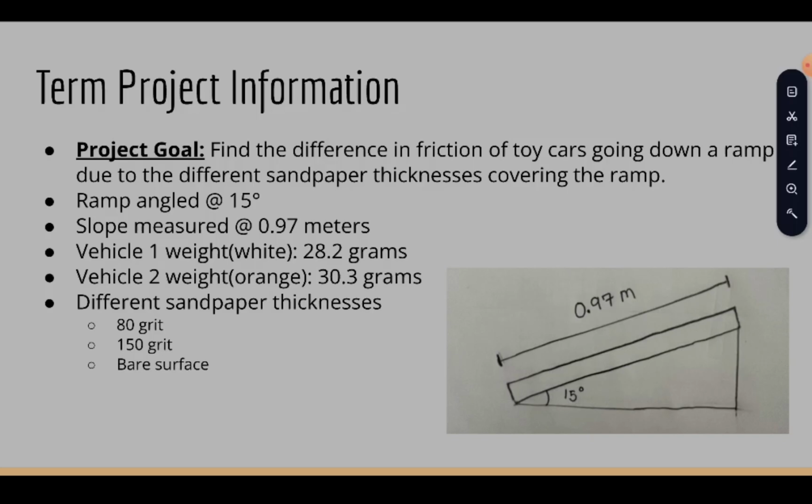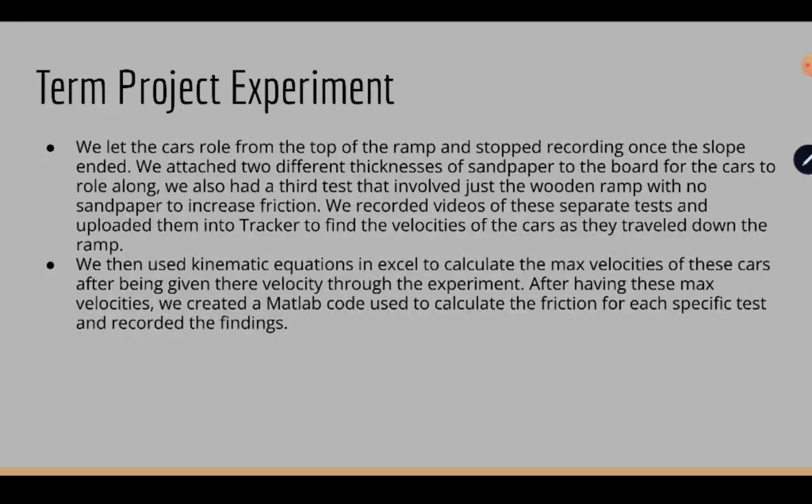and at the top of the slope, we would let off these two different vehicles, right? So here are the different sandpaper thicknesses. We got 80 grit, 150 grit, and then we just used the bare surface. We let these cars roll from the top of the ramp, and we stopped recording once the slope ended. Again, we attached these different kinds of sandpaper to the board for the cars to go along. And we also just had a bare surface so we could see what we were working with without any sort of grit.